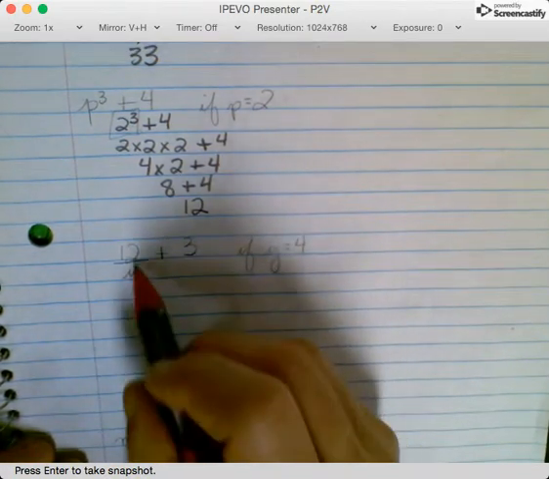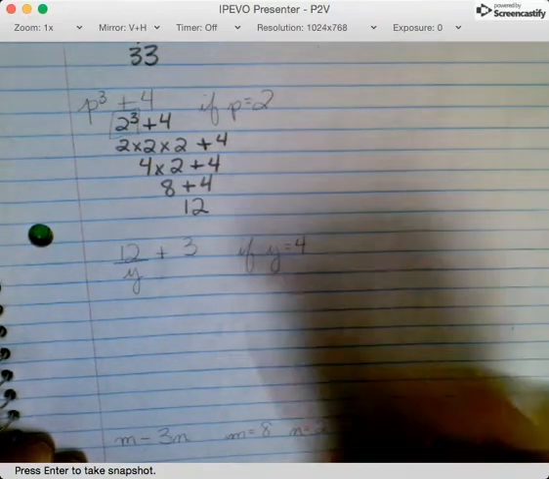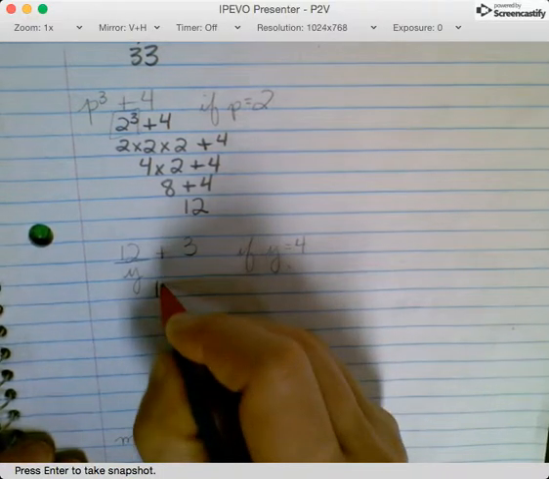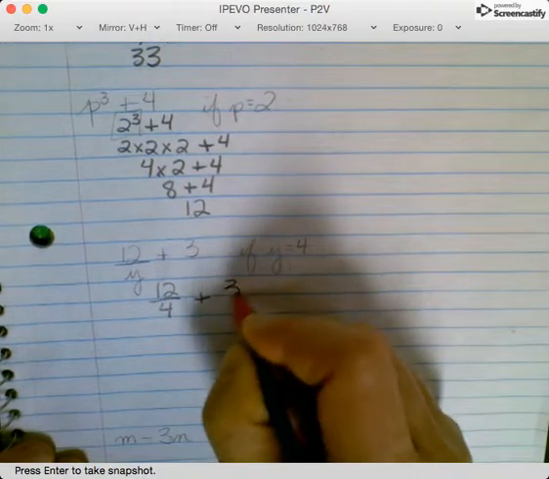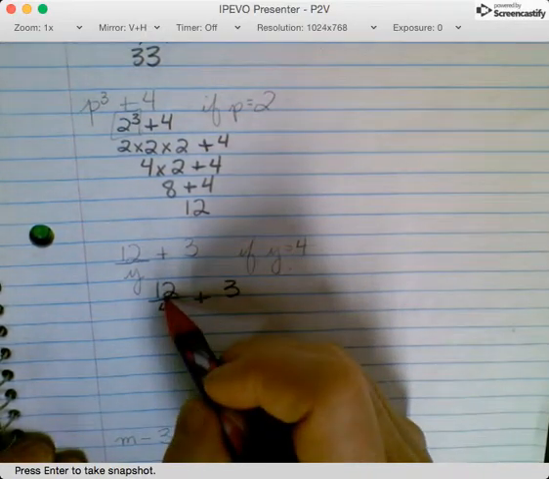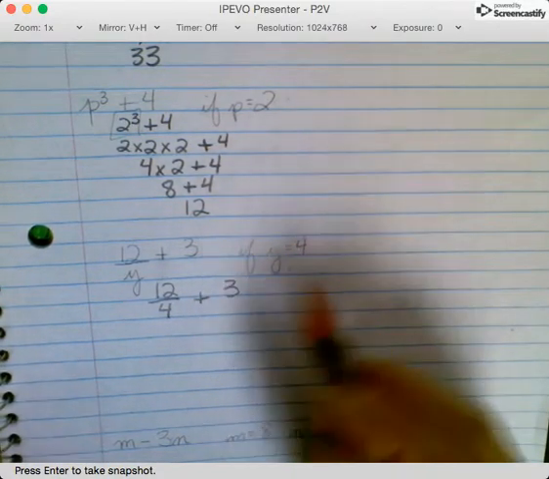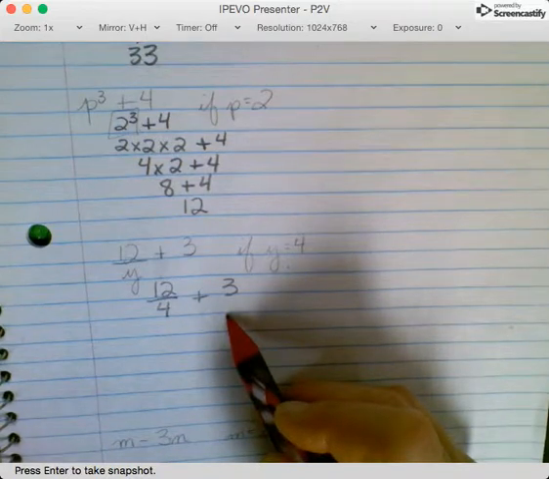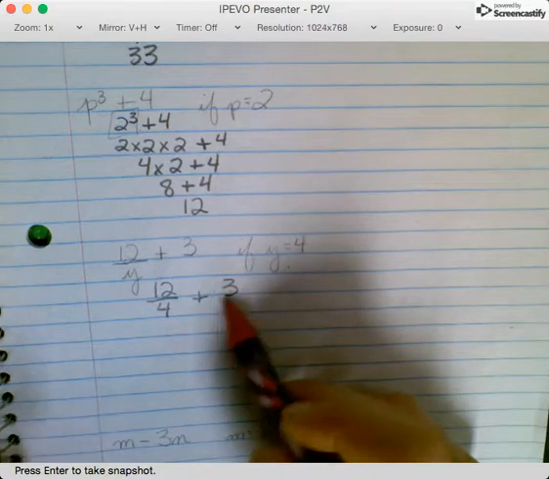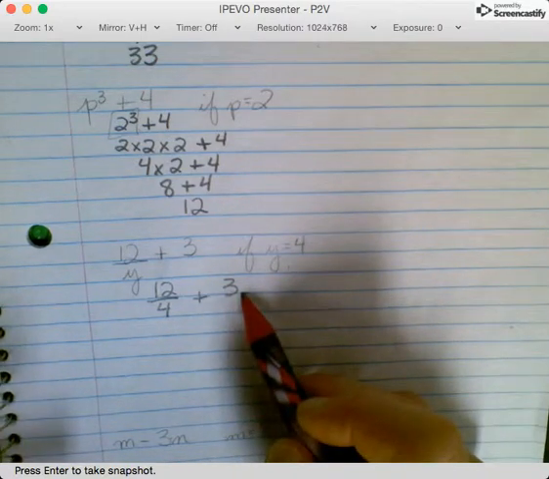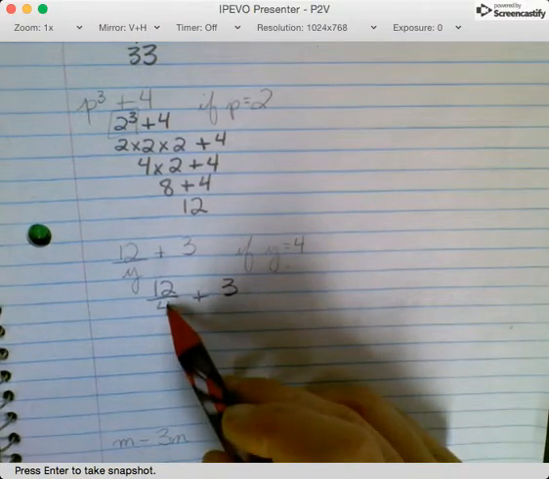Okay, here's another one. 12 over y plus 3, if y equals 4. So I'm going to go ahead and just rewrite this: 12 over 4 plus 3. So this one, normally if I were adding a fraction, I could make equivalent denominators by multiplying. The 3 would be the same thing as 3 over 1. So I could multiply 3 and 1 times 4, but I could also reduce this.